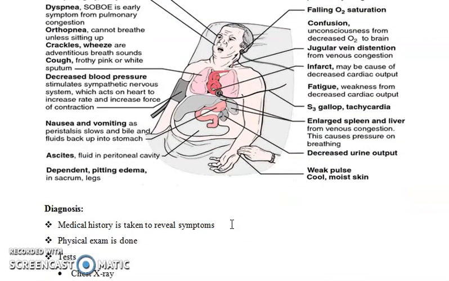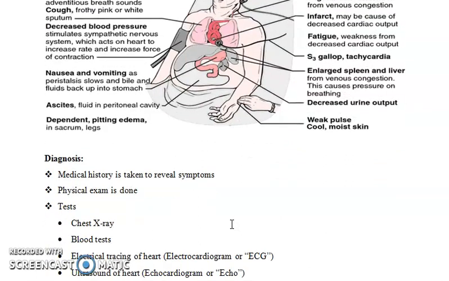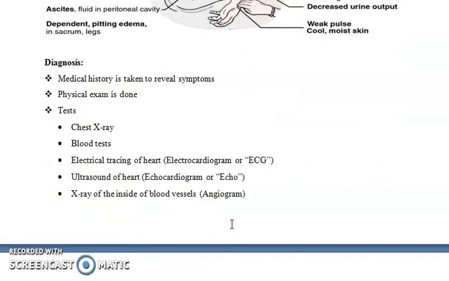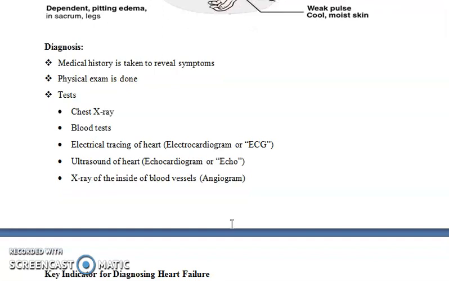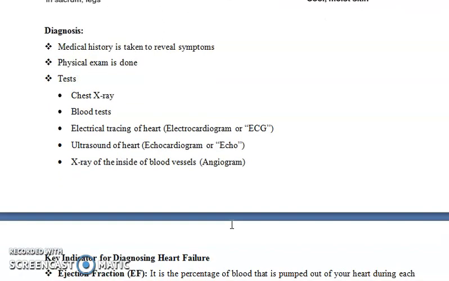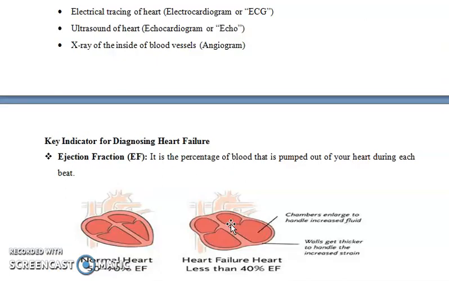Coming to the next one, how congestive heart failure can be diagnosed. It can be diagnosed based on the medical history taken from the patient. The next one is physical examination, by physically examining the patient. The next tests to be performed are chest X-ray, blood test, ECG, echocardiogram, as well as an X-ray of the inside of the blood vessels, that is angiogram.